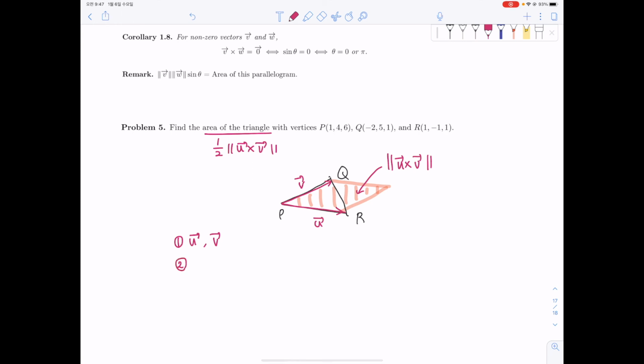So what you need to do is first find the vector U and V here. And the second is find the U cross V, and then find the norm of this vector and calculate it by multiplying by 1/2. Actually, we found the U and V in the last problem. It is the same points. So we know that.